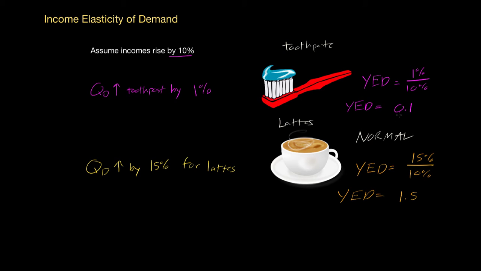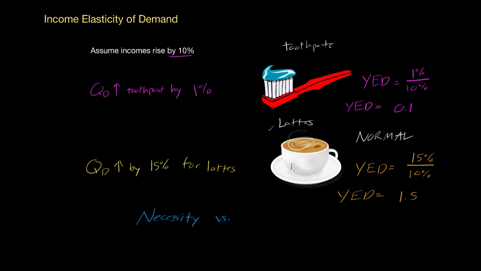Normal goods, how do we know that? Because they're both positive. There's a direct relationship between incomes and demand for toothpaste, and there's a direct relationship between incomes and demand for lattes. But why might demand for lattes be so much more income elastic than demand for toothpaste? Well, the main difference here is that toothpaste is a necessity. It's something that consumers are going to buy in relatively fixed quantities regardless of how their incomes rise or fall. So that 10% increase in income, consumers are not going to rush to the stores and start buying a ton more toothpaste. Rather, they're going to be highly unresponsive to their higher incomes in terms of how much toothpaste they actually buy. On the other hand, lattes, these are kind of a luxury.